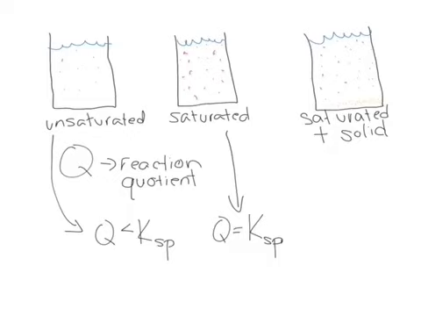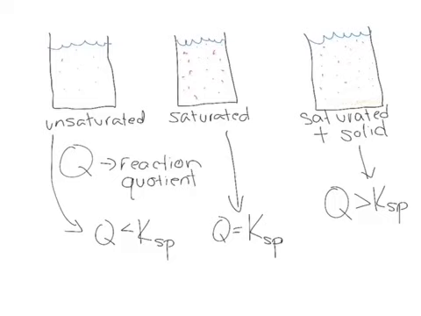Now, the final scenario is when you have the saturated plus solid. There's precipitate in your solution, and your Q is greater than your KSP. That is to say, you have more ions accounted for than KSP will allow to go into solution.